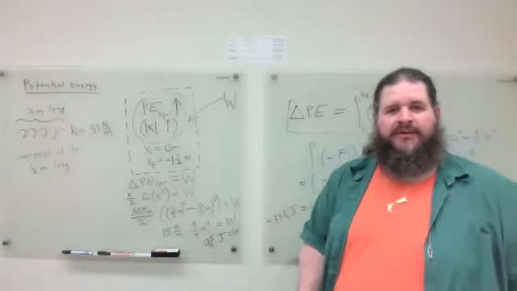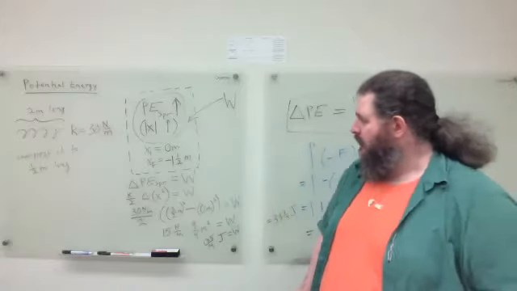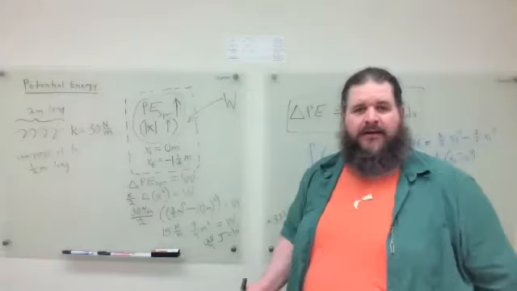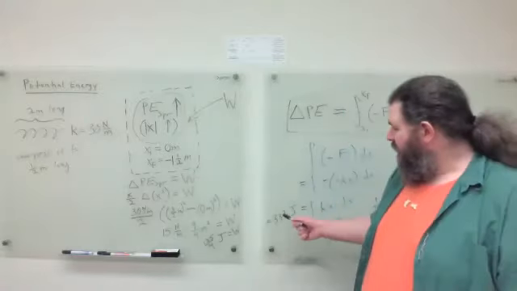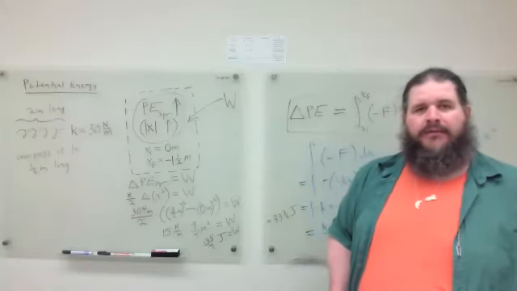So that's how much work it would take to make this happen. To compress the spring to 1/2 meter long, in other words, to compress it by 1.5 meters of compression, is going to take 33 3/4 joules of work. Any questions on that so far?